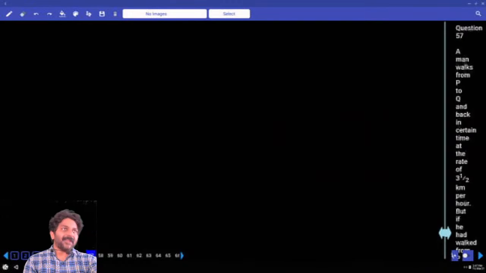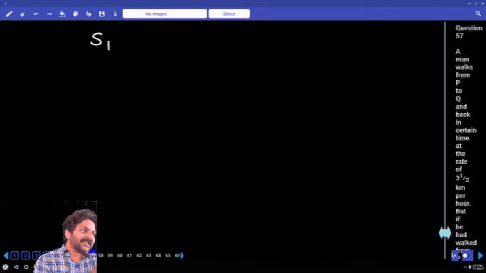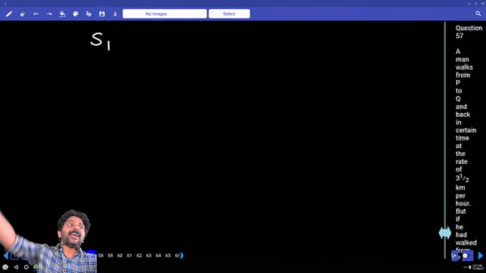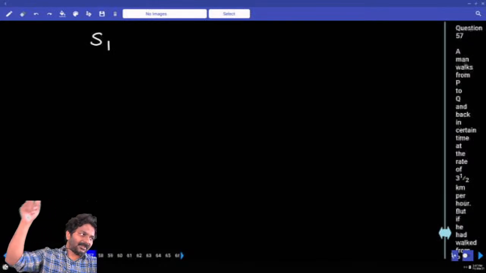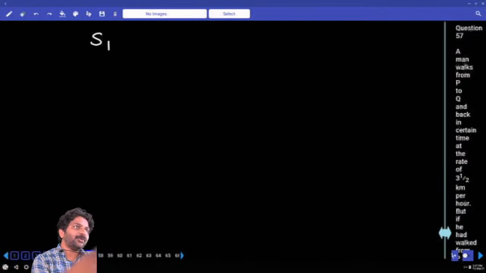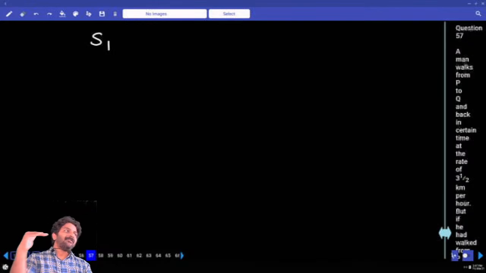Now what I am trying to calculate is, do you know the speed in the first case? Speed in first case, how much is that? 3.5 kilometer per hour. What is the speed in the second case, maintained for the entire journey? Do you know that value? No. But you know only one thing. Onward he is traveling with 3. Return he is coming with 4. But I want to calculate it for the whole journey.